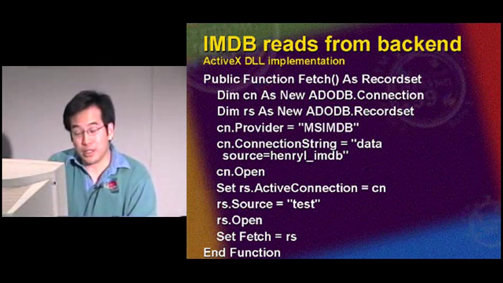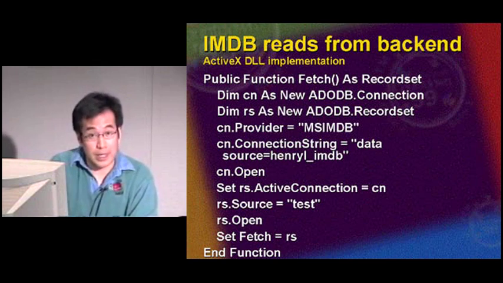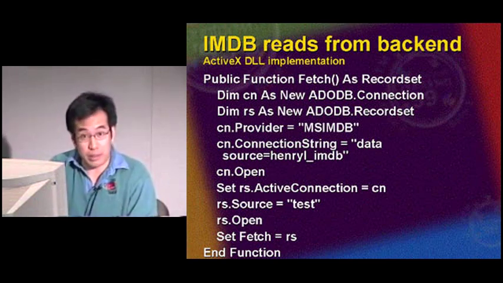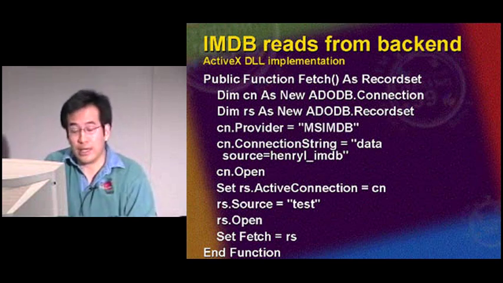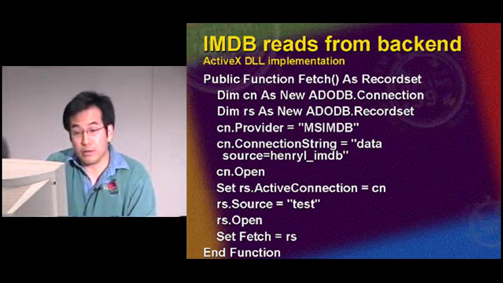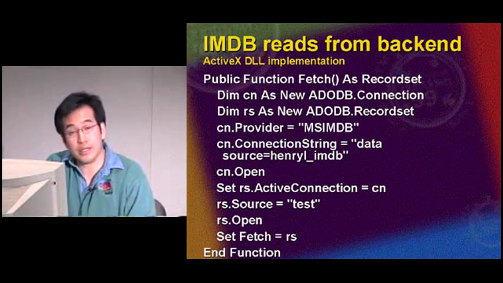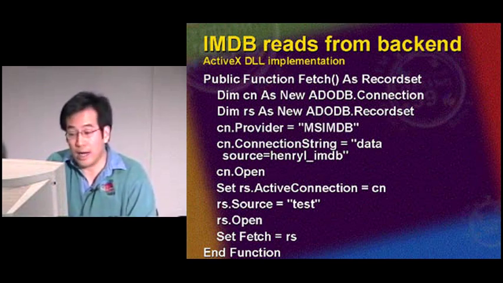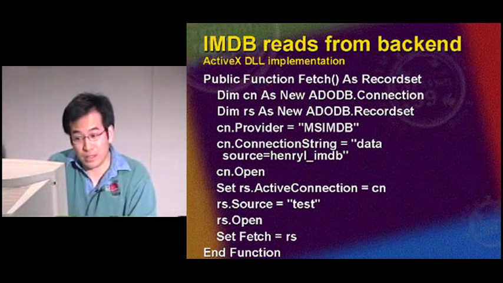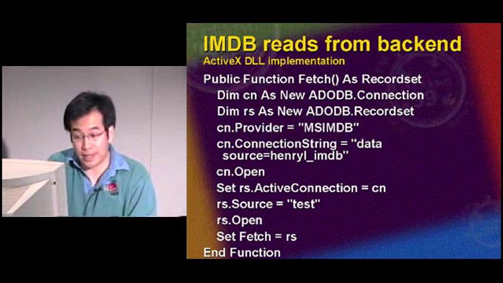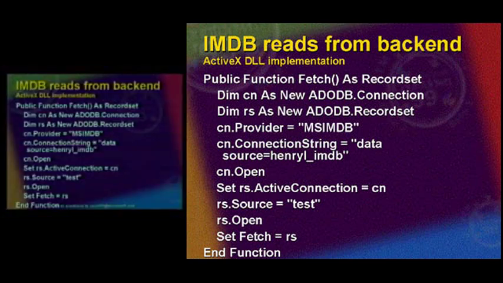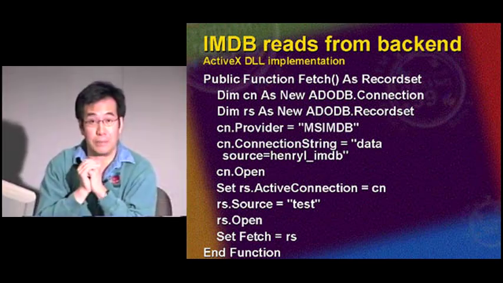The connection object is set again with the provider MS IMDb as our OLEDB provider. And for the connection string, as we saw in previous admin slides, we previously declared the IMDb data source to be Henry L_IMDb. Once it has that information, we simply open the connection object, the CN object, and set the record set active connection to that CN object. So we've talked about how the ActiveX DLL is implemented.